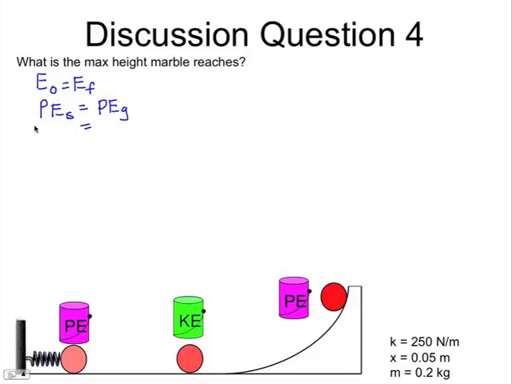Well, when we plug our equations in, 1/2 kx squared equals mgh. And we are solving for height, so let's get height by itself. We get kx squared in the numerator and a 2mg in the denominator. We can plug in our values.